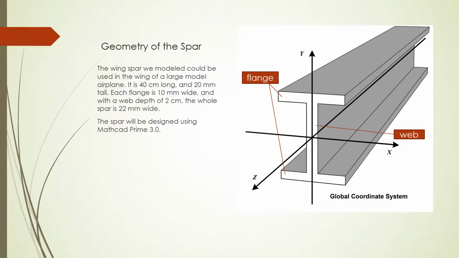Geometry of the spar. The wing spar we modeled could be used in the wing of a large model airplane. It is 40 centimeters long and 20 millimeters tall. Each flange is 10 millimeters wide, and with a web depth of 2 centimeters, the whole spar is 22 millimeters wide. The spar was designed using MathCAD Prime 3.0. On the right, you can see a graph representing the spar in real life. It is plotted on an XYZ coordinate graph system, and the flange and webs are labeled.